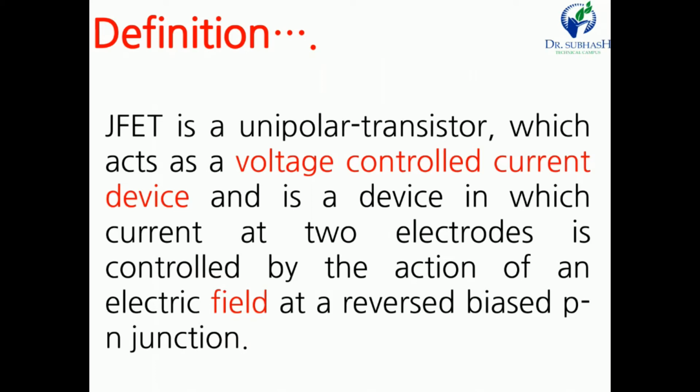It is a device with two electrodes, where current is controlled by the action of an electric field at a reverse biased junction. In this structure, we will see later that the PN junction with reverse bias characteristic will limit the current between drain and source. Now let's see the basic concept.